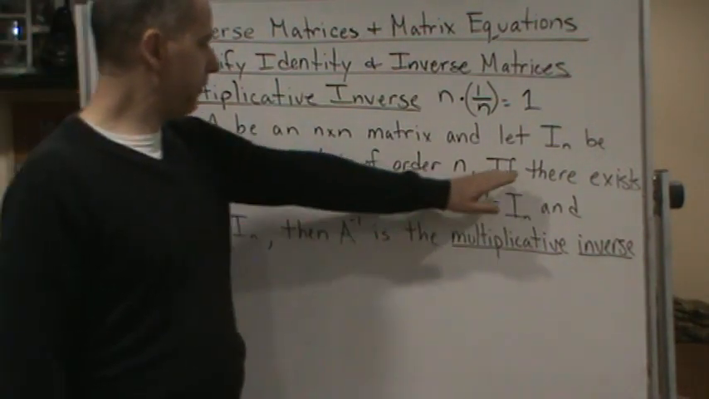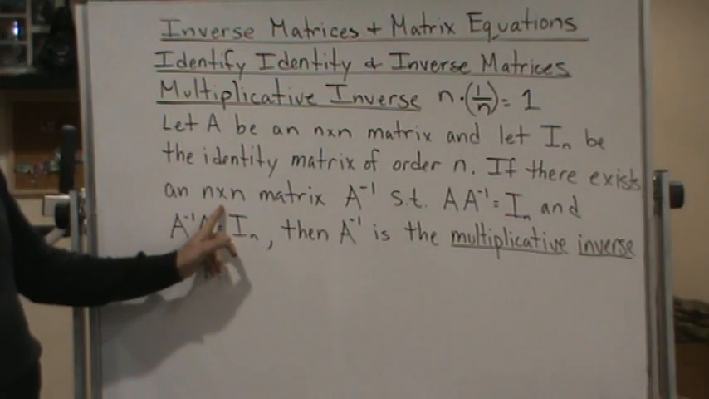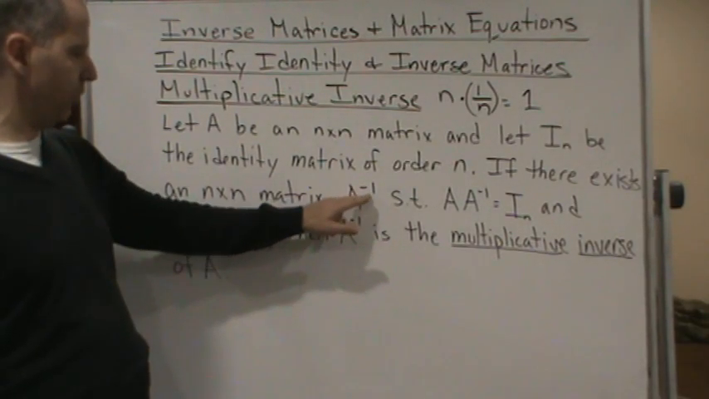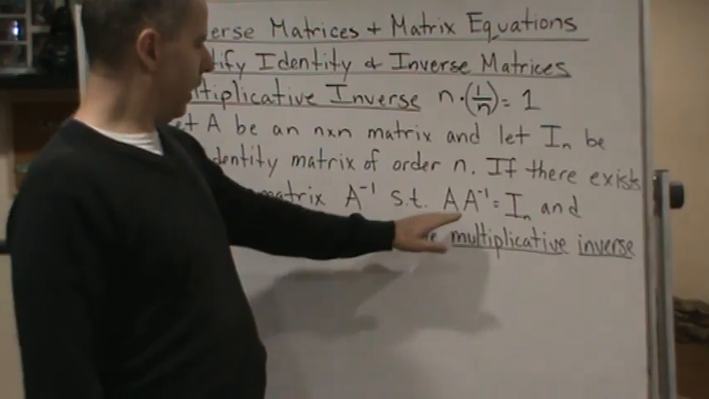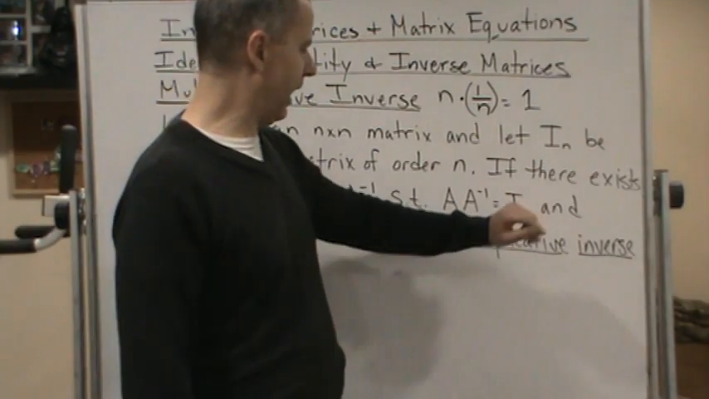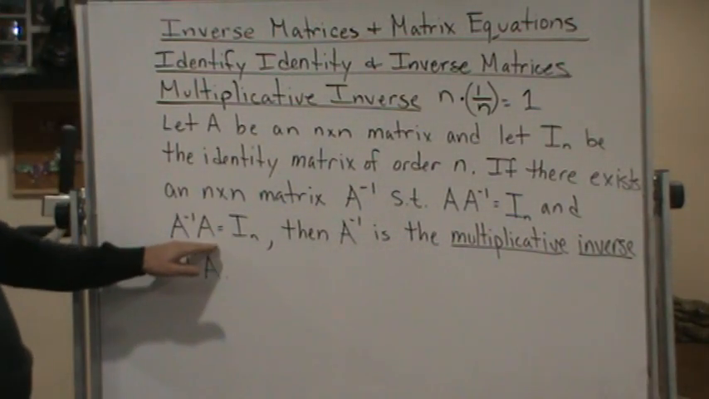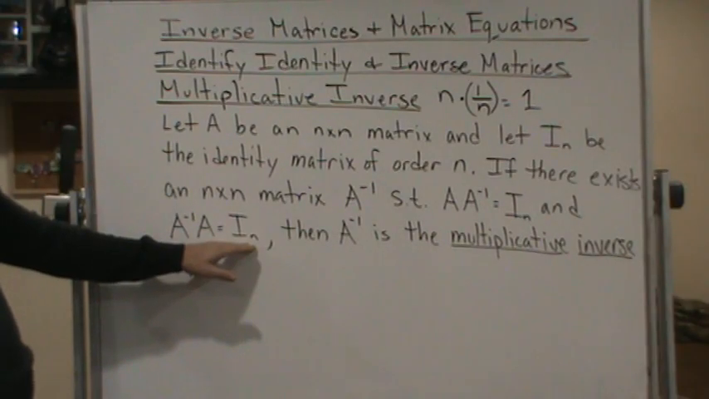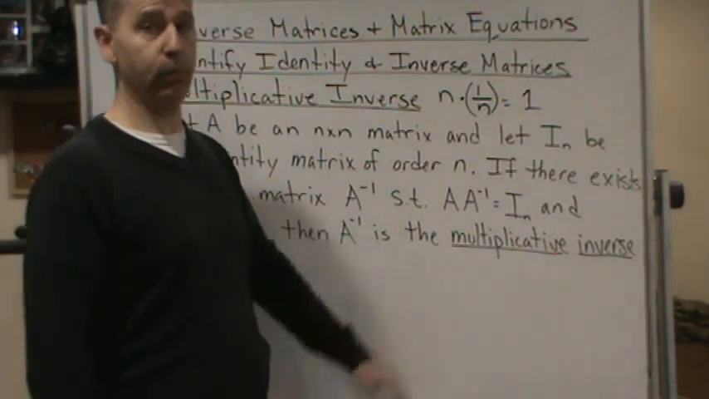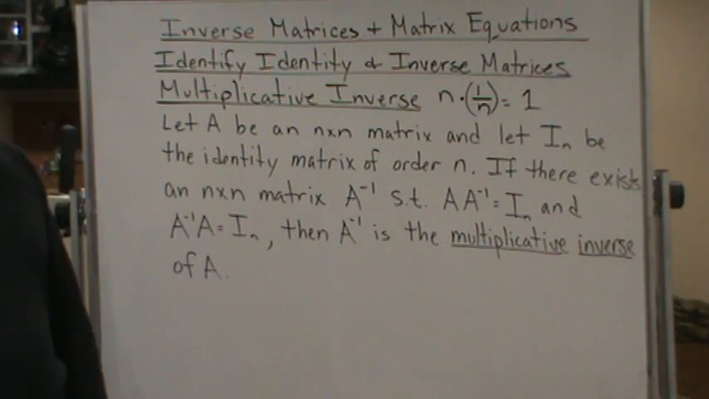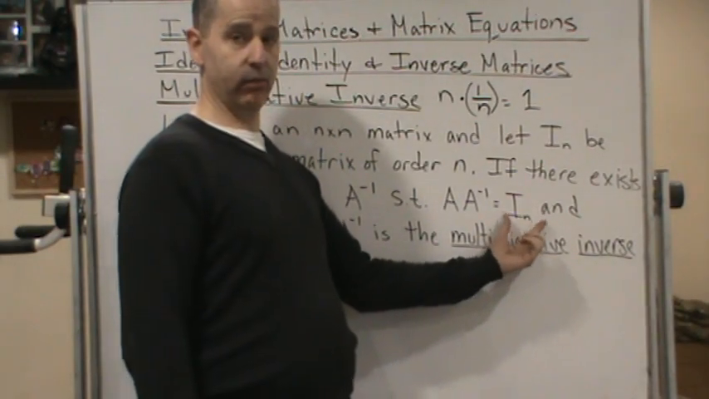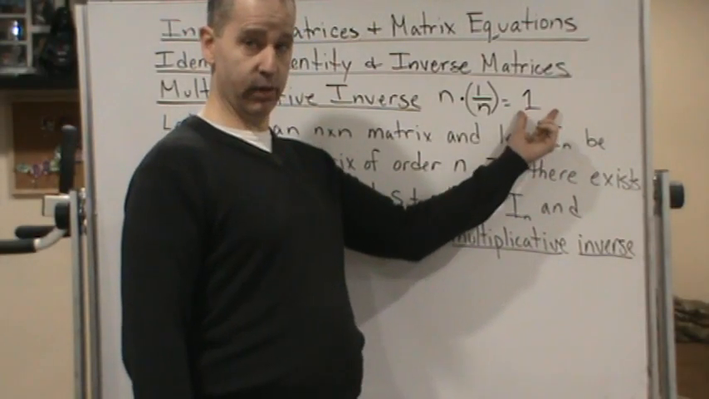If there exists a square n by n matrix, A inverse, this is how we read it, such that when we multiply these together, A times A inverse, we get the identity, and when we multiply it the other way, A inverse times A, we also get the identity. If that happens, then A inverse is called the multiplicative inverse of A. So remember, the identity works very similar to the number 1.